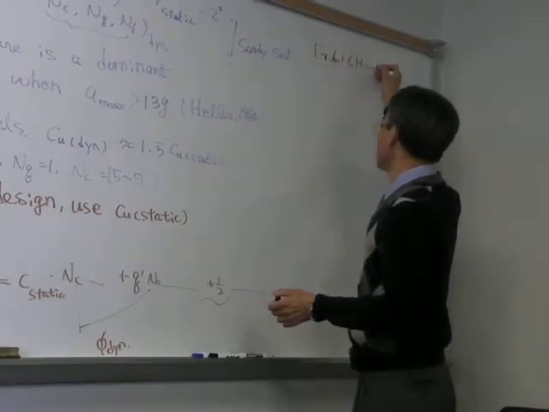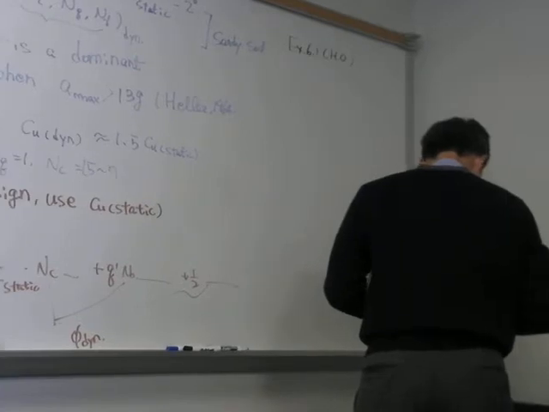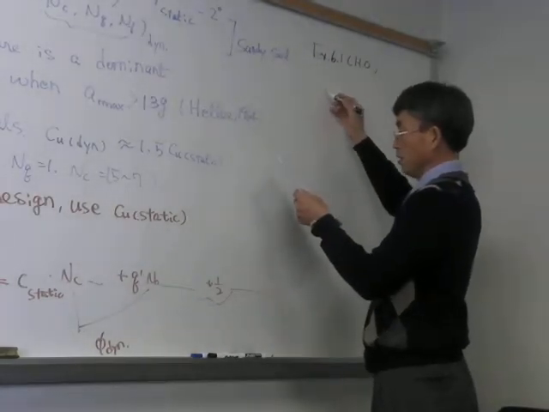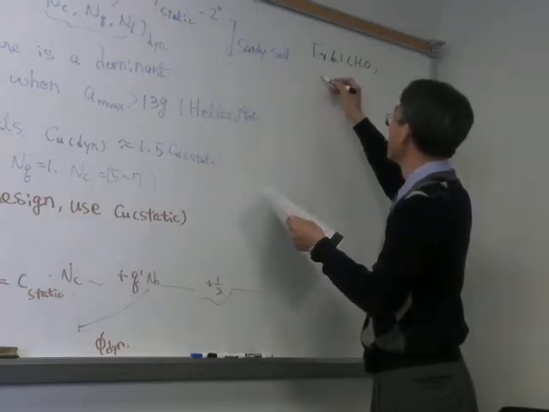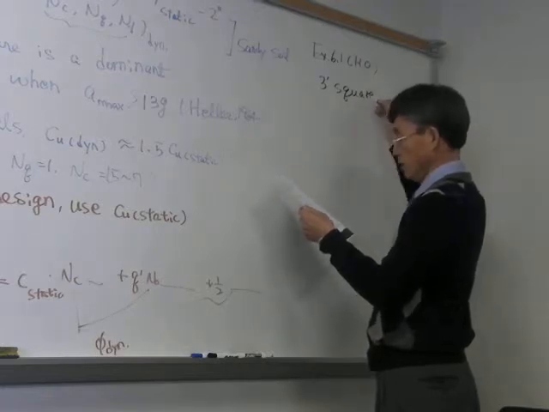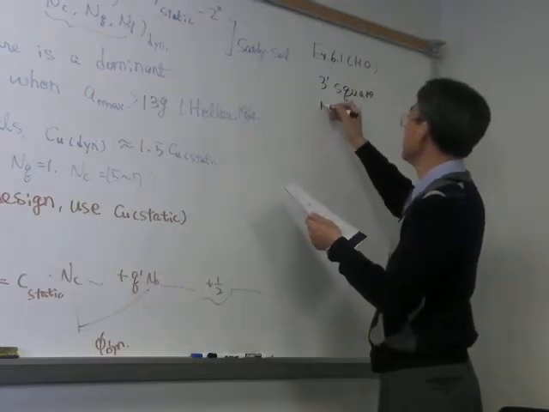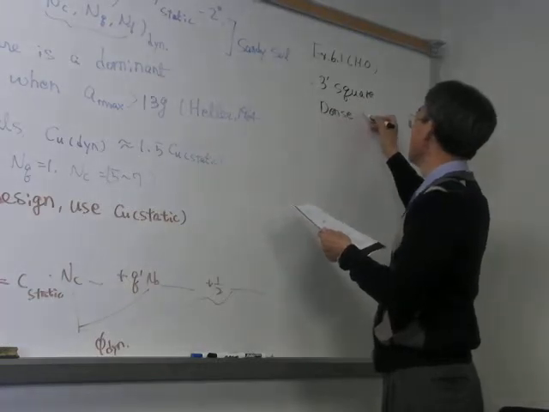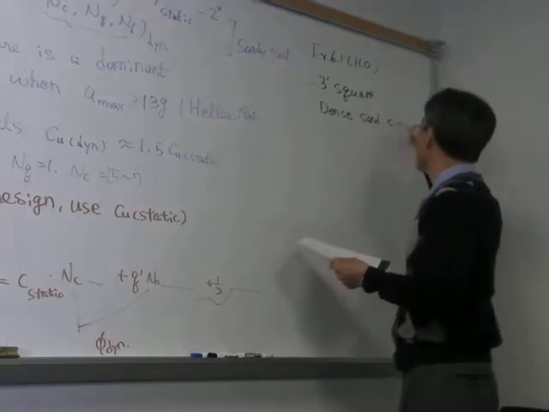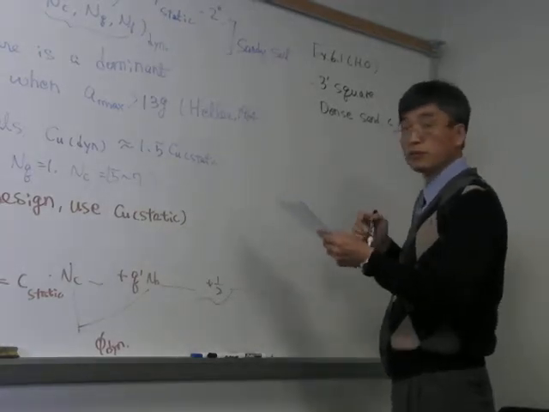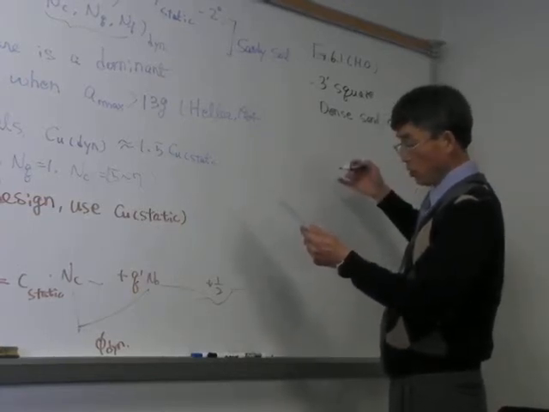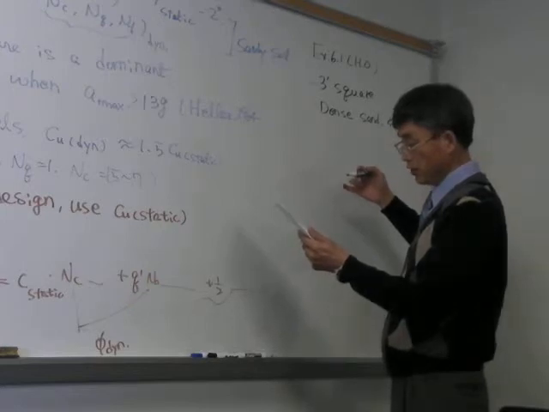Problem 6.1 in the handout. It says a 3 feet square foundation supported by dense sand. Dense sand means C is essentially 0, so we don't have to worry about whether it is C dynamic or C static. And the angle of friction.